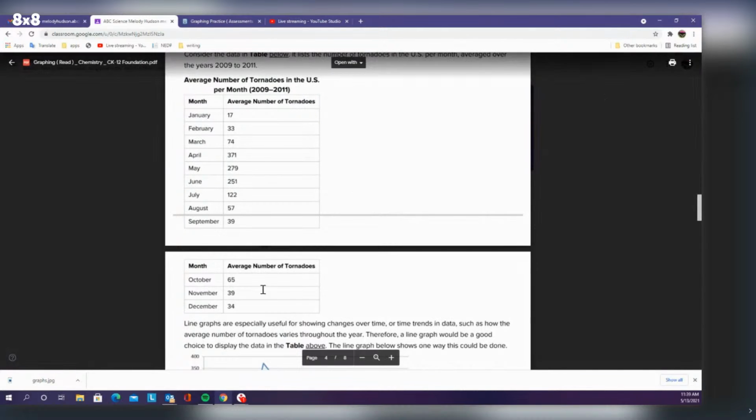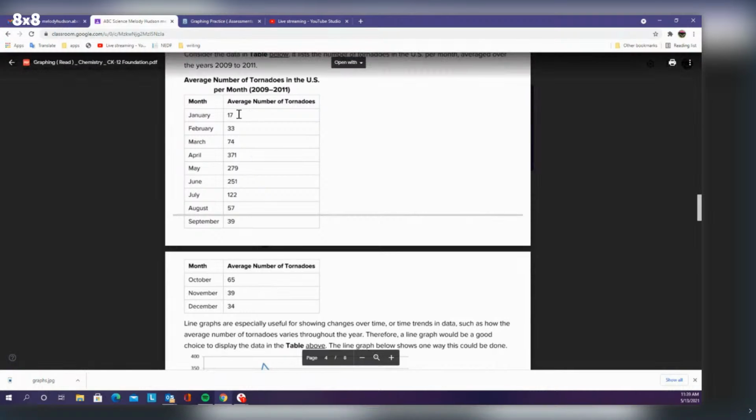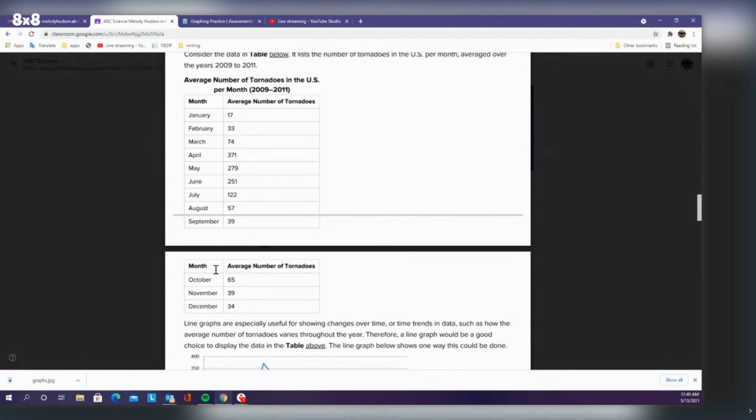So, which can we see kind of a peak period, a peak season for tornadoes? It looks like spring, right? April, May, June. When do we see the least tornadoes? We see them in January. And then it kind of fires up. And then you can see it diminishing.